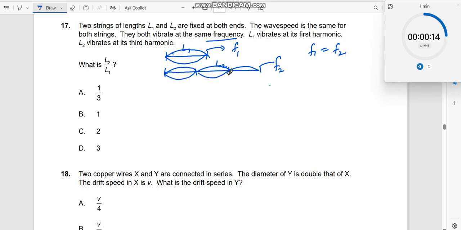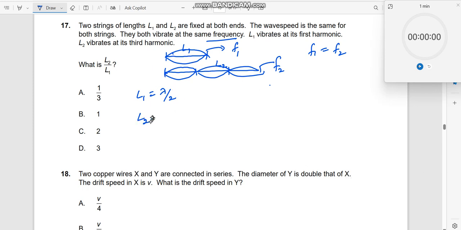Now, what is the question being asked? What is L2 by L1? This is the question. So, how do I do it? First one, when I say it vibrates with first harmonic, we know L1 should be equal to lambda by 2. See, this length is lambda by 2. You know from the theory of stationary waves, so this should be lambda by 2.